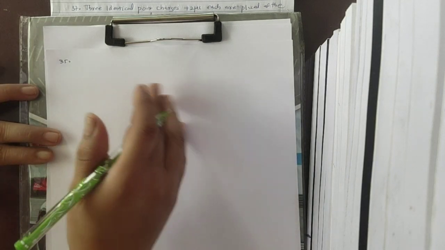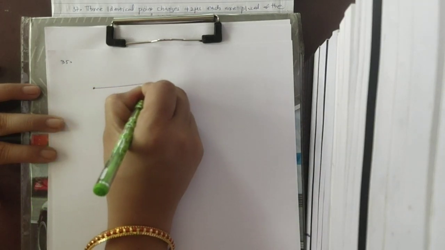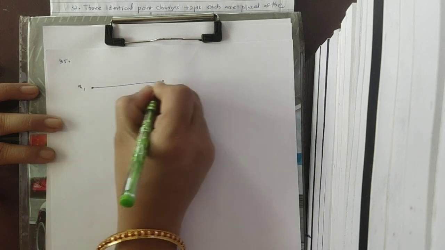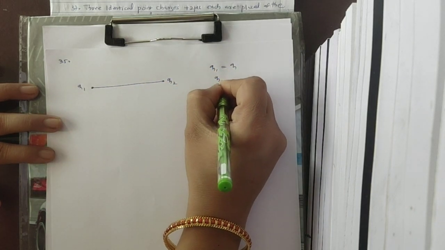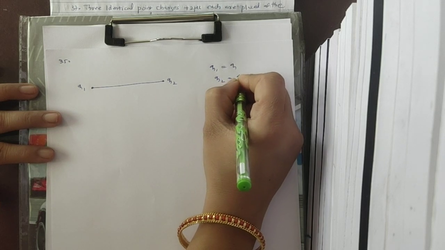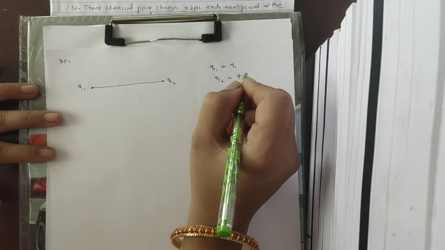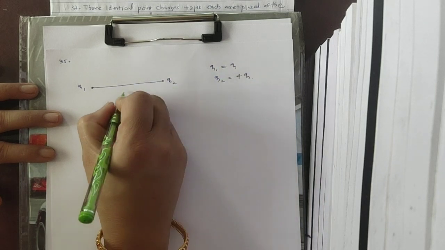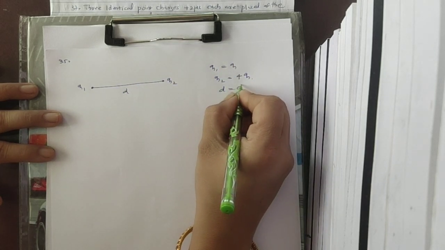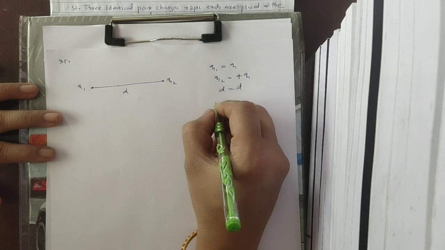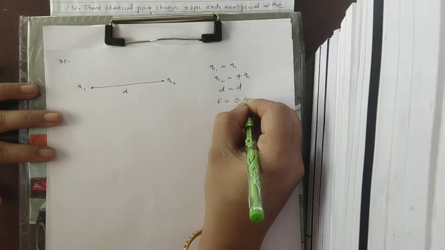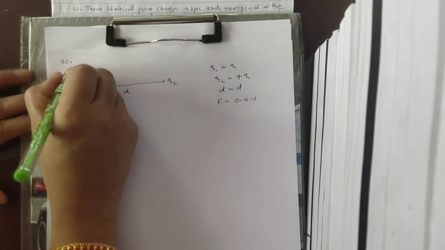Two point charges, Q1 and Q2, where Q1 equals Q and Q2 equals 4 times Q, are placed at a certain distance D in air. The force between them is 0.4 Newton. This is case 1.